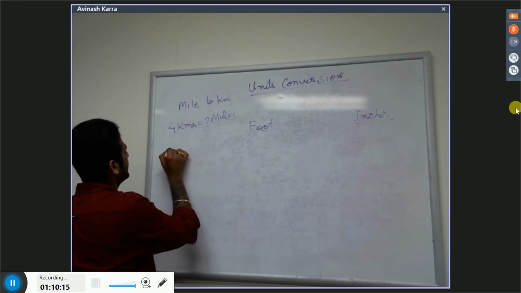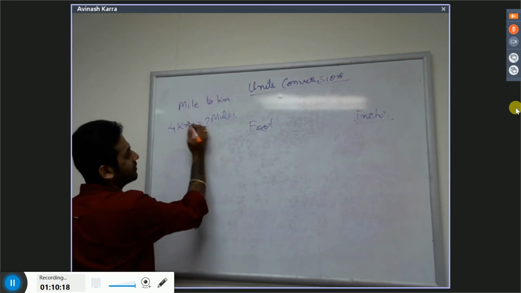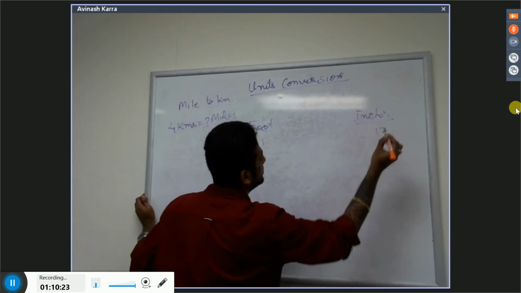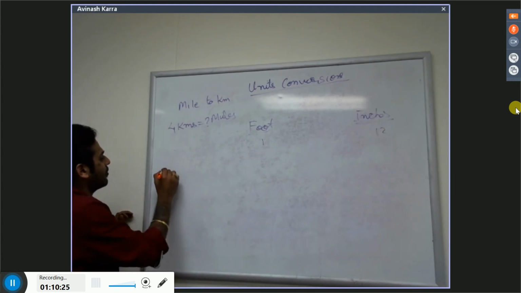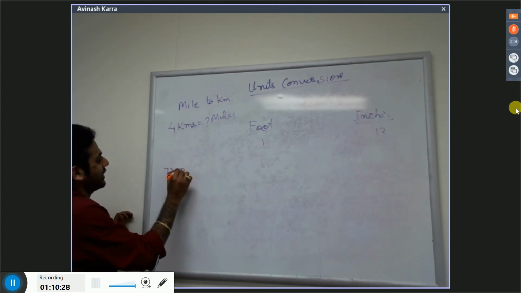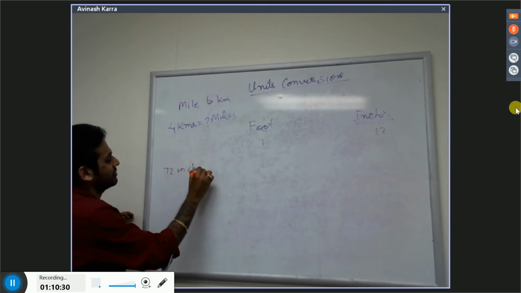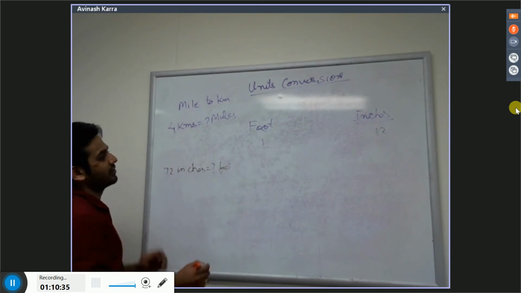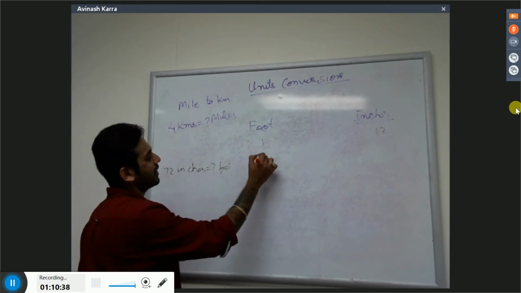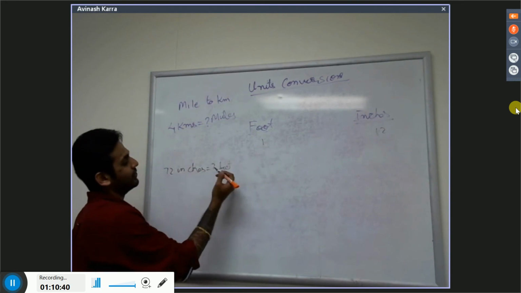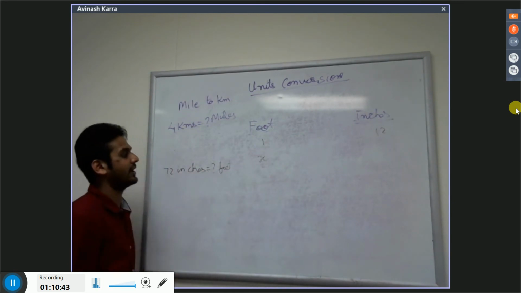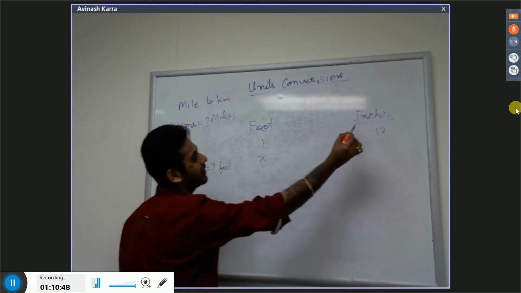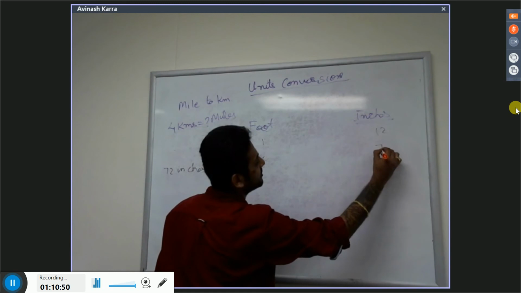For example, 1 foot. What is the standard value? 1 foot is equal to 12 inches. If they ask what is the value of 72 inches? How many feet? 72 inches is equal to how many feet? At foot, you don't know the value, right? Just use the variable x. And for how many inches they want? 72. So under inches, 72.